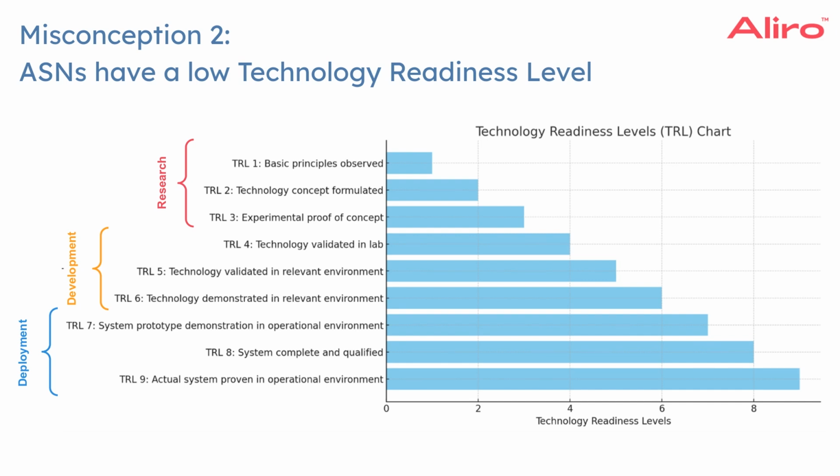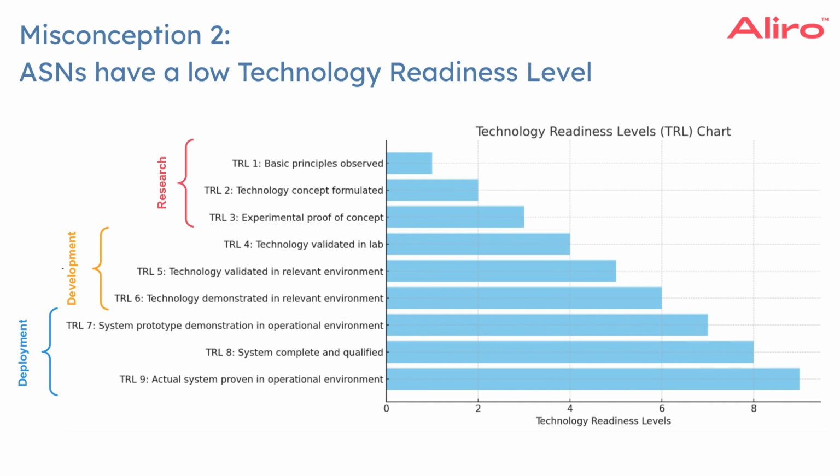TRL 4, Technology Validated in Lab. The technology reaches the point where components or basic subsystems are tested in a laboratory environment. This stage involves a higher degree of integration of the technology's components, though it is still far from operational.